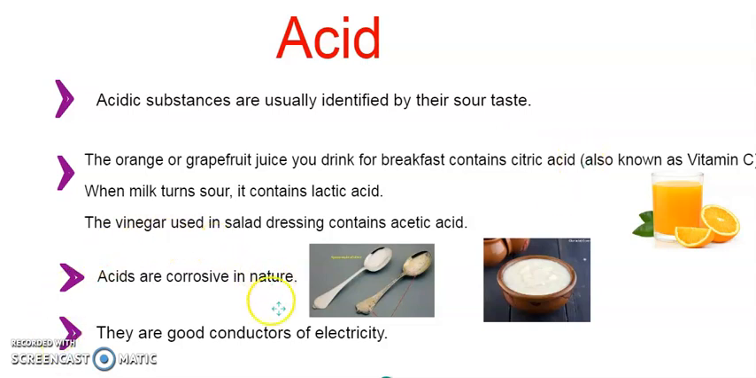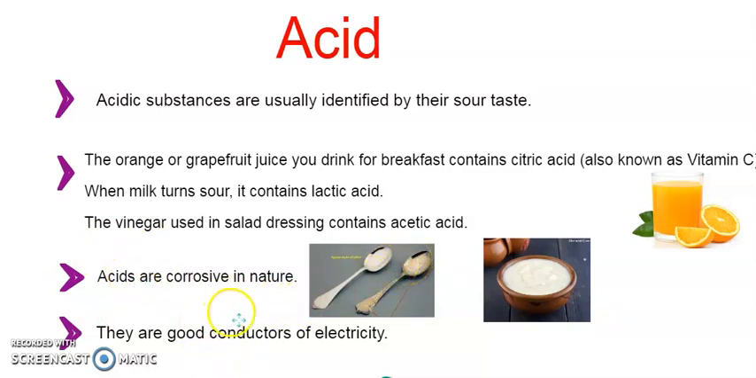Now, what are the properties of acid? They are corrosive in nature. What do you mean by corrosive? They damage or destroy a substance slowly. So, you can see the difference between two of them. In the first one, the spoon is really good. What happened to the second one? Yes, it has been damaged. It has been corroded. So, the acid has the ability to corrode various substances.